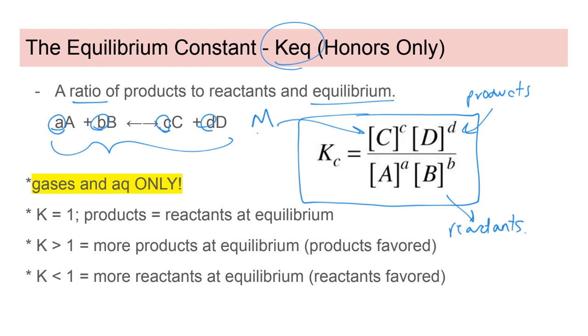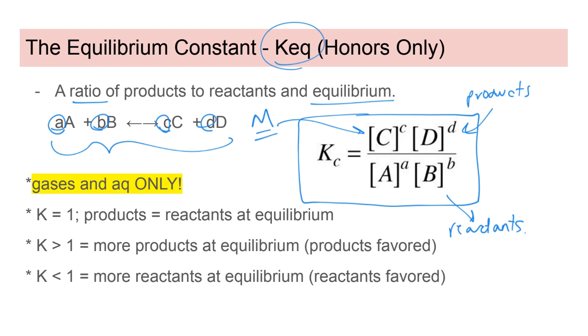Sorry, I don't know what's wrong with my pen, but we'll be plugging in molarity right there for concentration. Concentration of my products, we're going to raise them to the exponent of whatever the coefficient is in front of that particular product over my reactants. And when I do that calculation, it's going to give me a ratio. That ratio is going to tell me how many products compared to reactants I have at equilibrium.